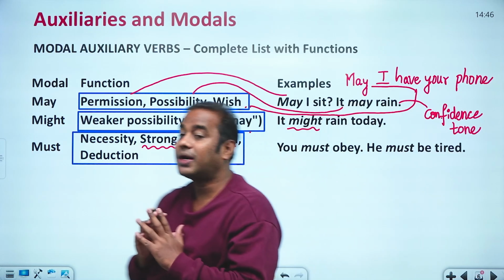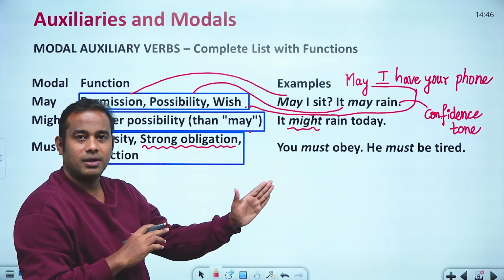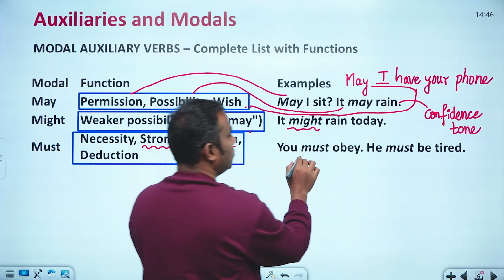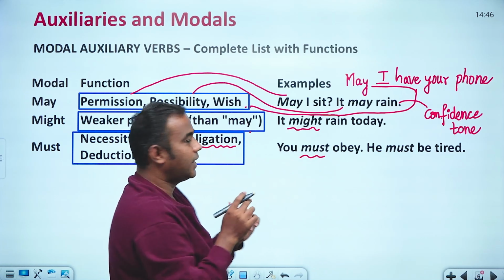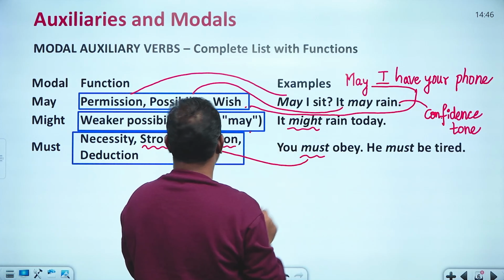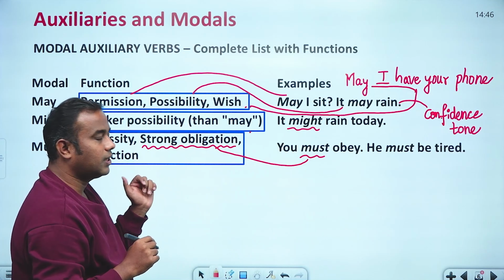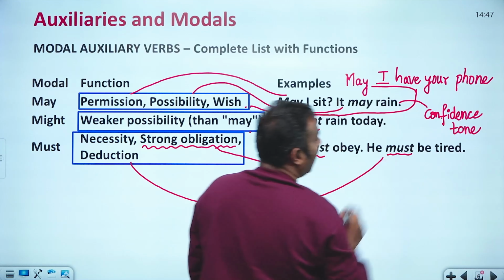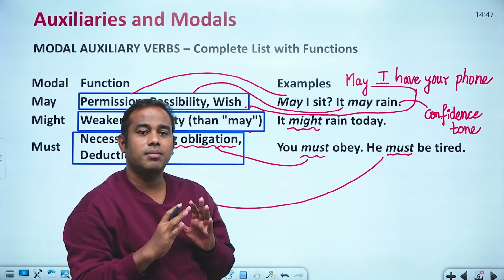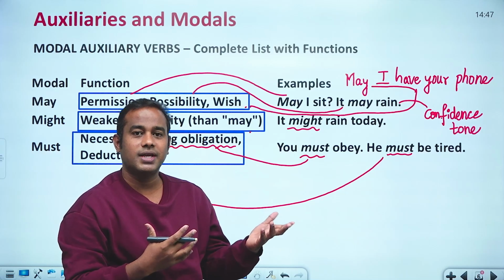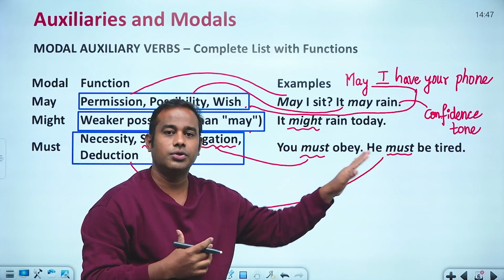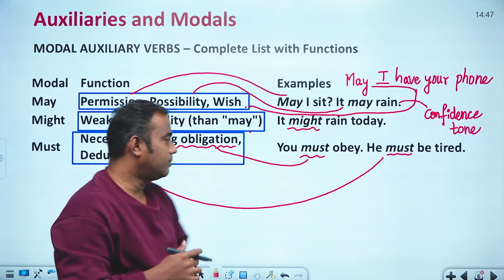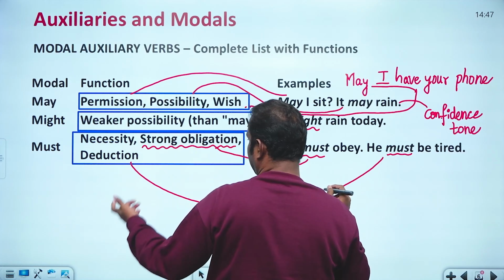So what are those things? You must obey. There is no other option for you. You have to listen. You must obey. Strong obligation. He must be tired. Necessity and deduction: "he must be tired" is deduction. You are making some logical reasoning out of it. This is the logical outcome. This is what we can call logical reasoning or logical deduction.